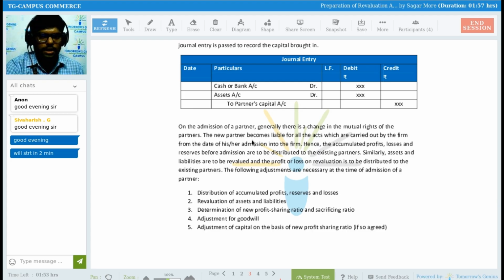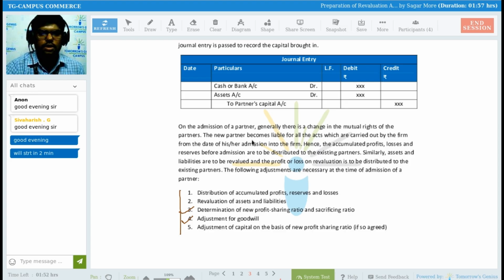See, in this entire chapter, what we're supposed to do, it's written over here. So there are 5 things in this entire chapter. Out of that, adjustment of goodwill we already done. Then determination of new profit sharing ratio and sacrifice ratio, this also we have done. These 3 and 4 we have done, right? Now we have to complete the rest of the things.